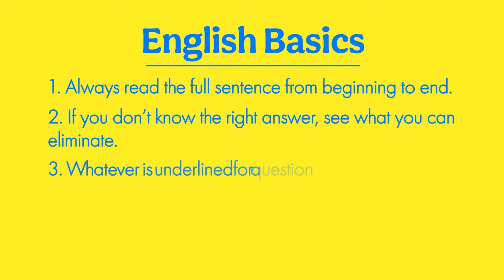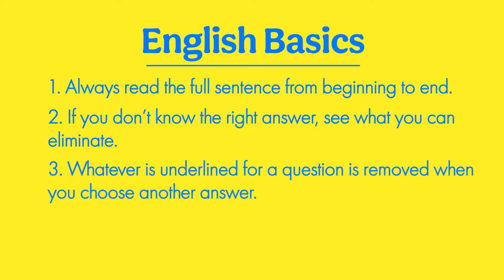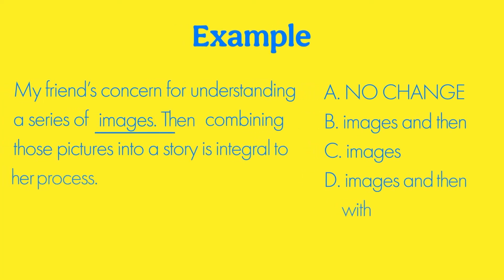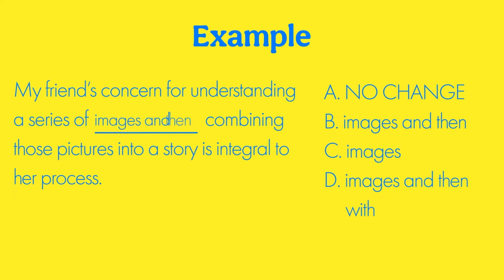All right, number 3. This is a procedural thing. Whatever is underlined in a question, so it has that little line under it, like the example that you're seeing right now, all of that is removed when you choose a new answer. So sometimes people forget this. Sometimes people think that one of the words that's underlined stays in, or they forget that it doesn't stay in. So just remember, if the word is underlined and you choose a different answer choice, that word is coming out. So everything that's underlined is coming out.